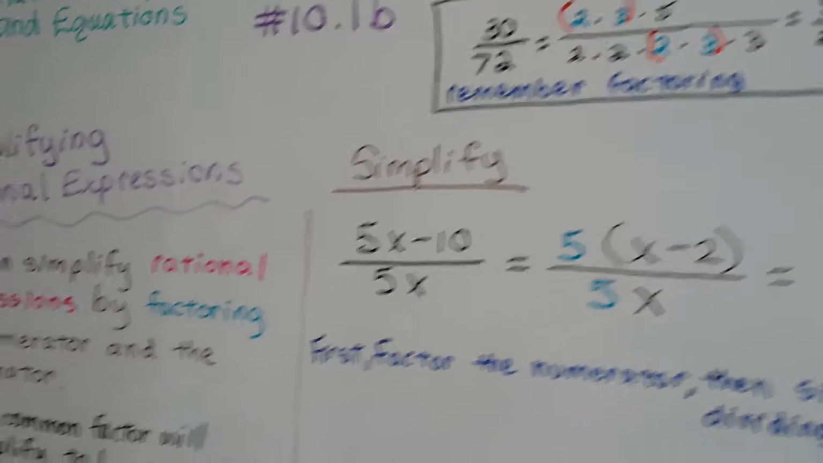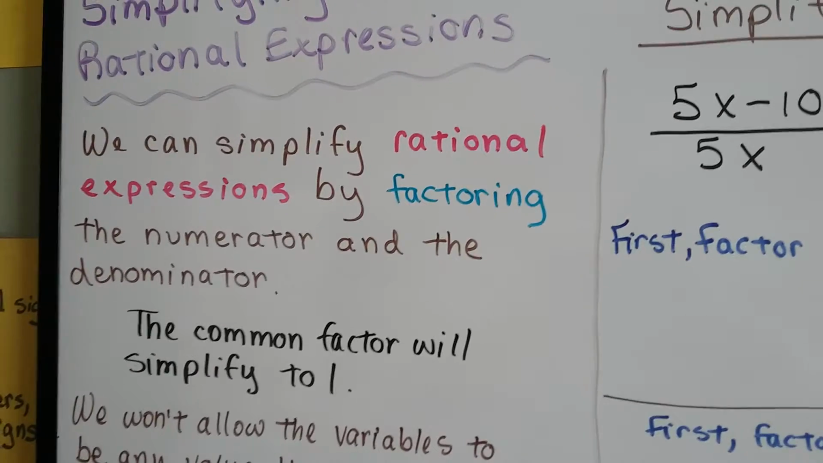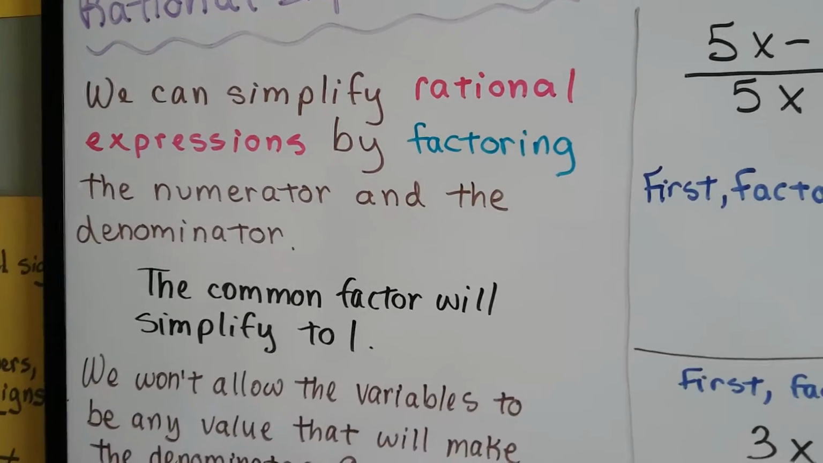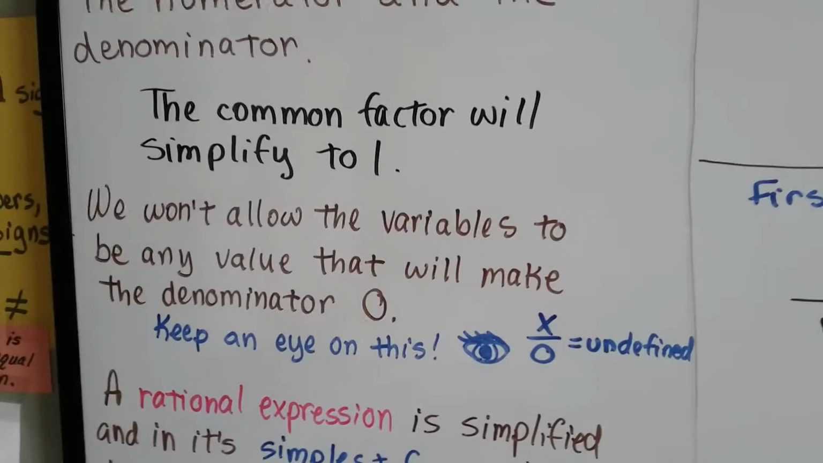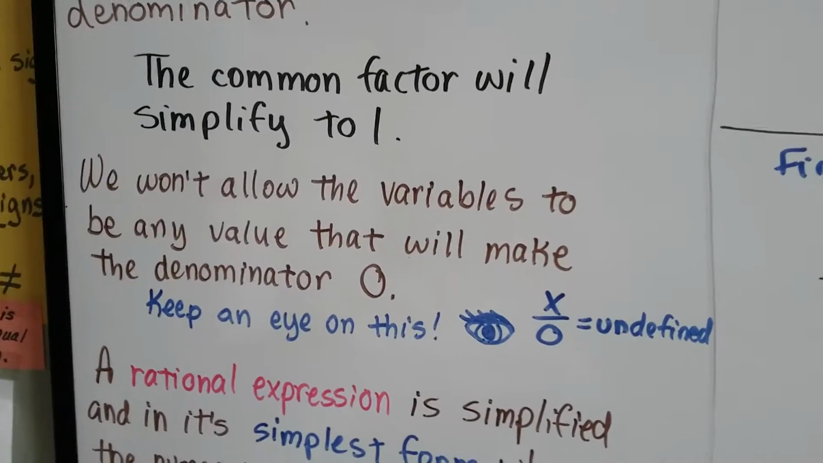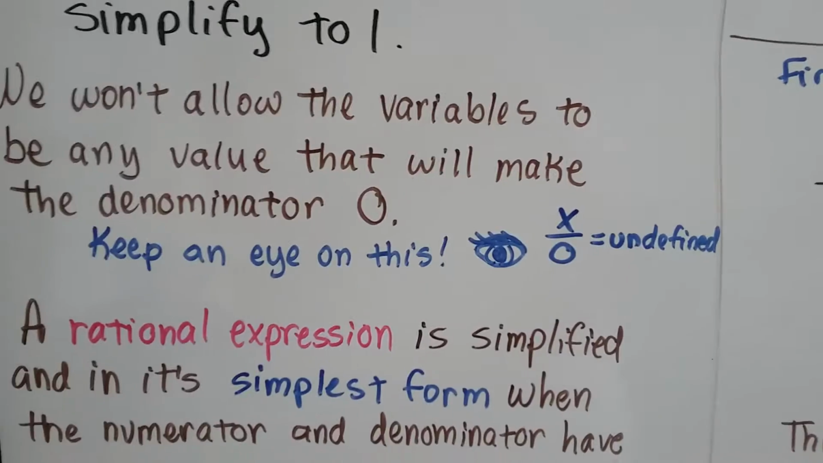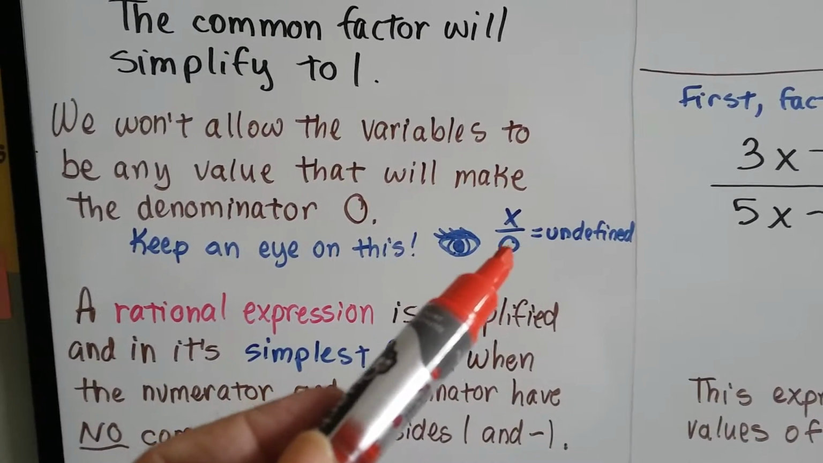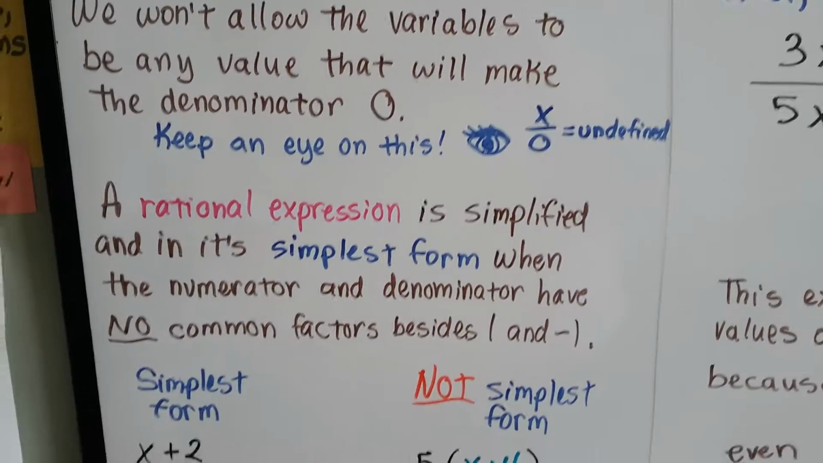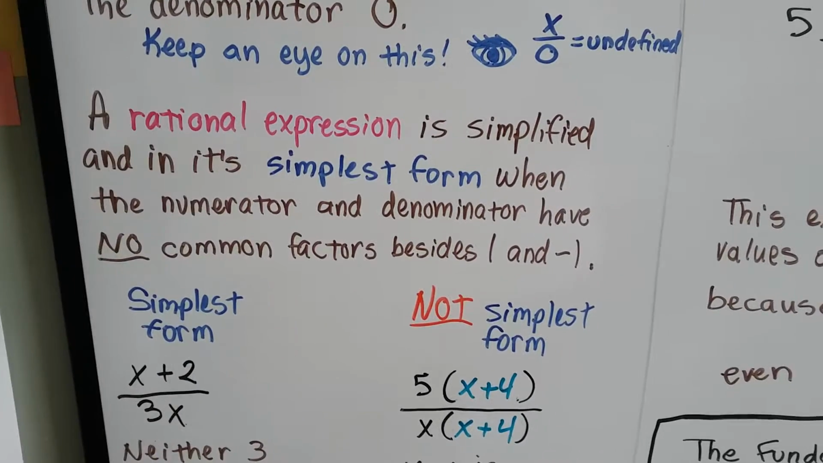All right, so we can simplify rational expressions by factoring the numerator and the denominator. The common factor will simplify to a 1. We won't allow the variables to be any value that'll make the denominator a 0, so you have to really watch for this, okay? If the denominator equals 0, it's undefined, all right? And we'll talk about that more in the future.